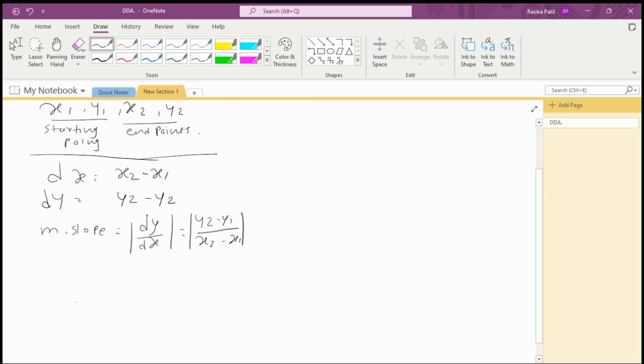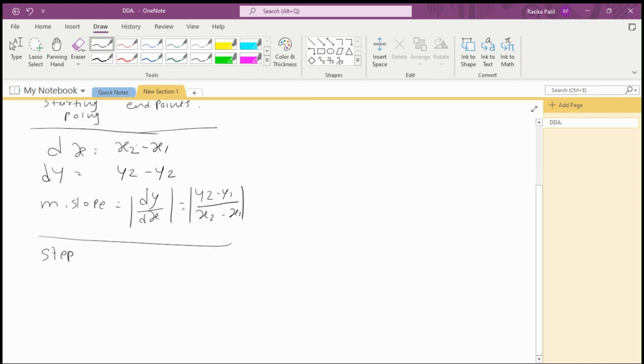The next step is we have to calculate the steps. So how to calculate step or length? If dx is greater than or equal to dy, then step is equal to dx, else step is equal to dy, right?